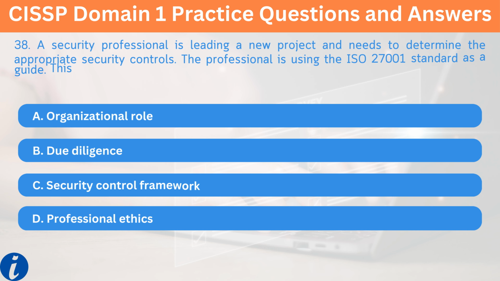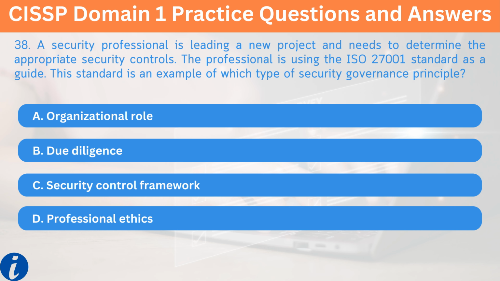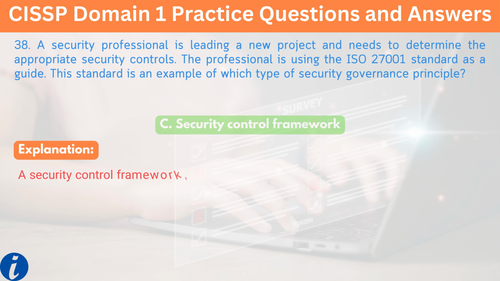38. A security professional is leading a new project and needs to determine the appropriate security controls. The professional is using the ISO 27001 standard as a guide. This standard is an example of which type of security governance principle? A. Organizational role. B. Due diligence. C. Security control framework. D. Professional ethics. The correct answer is C.